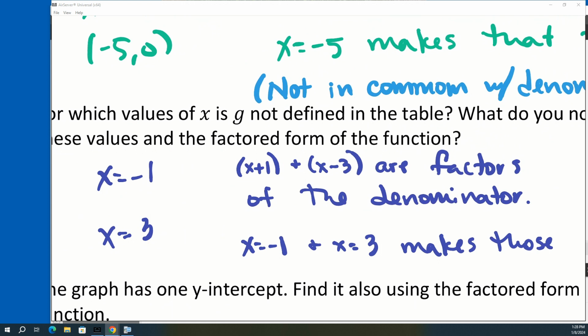Making up words. So they're zeros of the denominator. So you guys already knew that if something makes you have 0 in the denominator, it's not in the domain, or it's undefined. So that's the reason why.